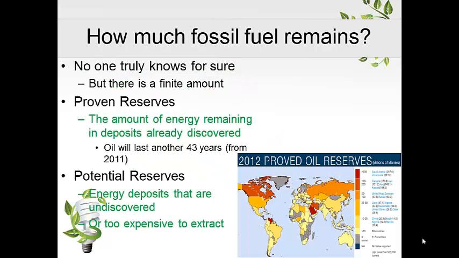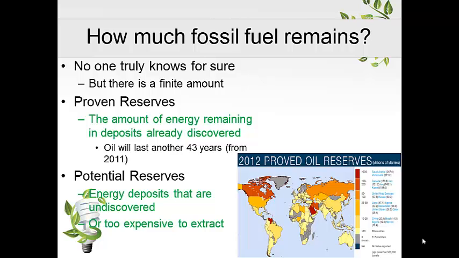All right, so the question in everybody's mind should be, how much fossil fuel remains? Well, guess what? Nobody really knows, but we know for a fact there's a finite amount, right? This is a non-renewable energy, not a renewable one. So there's two types of reserves out there. There's proven reserves, which is the amount of energy that we know is remaining in deposits that we humans have already discovered. So we know for a fact, as of right now, proven reserves, oil will last only another 43 years. Now, potential reserves, these are energy pods that are undiscovered.